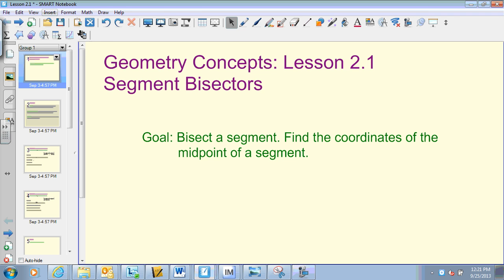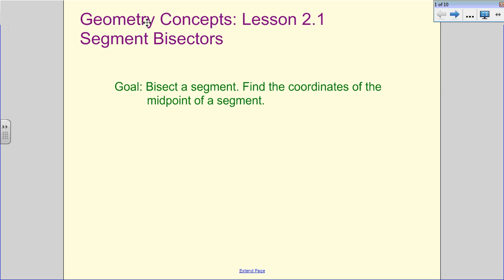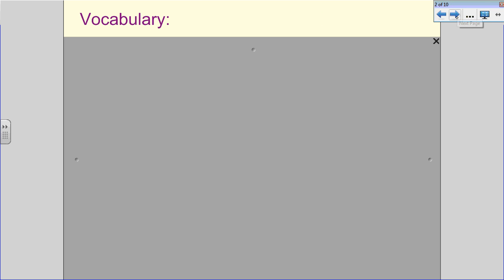All right, ladies and gentlemen, we have made it into chapter 2. We are now looking at segment bisectors. So your goal for today is to bisect a segment and find the coordinates of the midpoint of the segment. These are two big things. This midpoint is really our first formula that we're going to take a look at in geometry. So let's take a look at what this looks like.